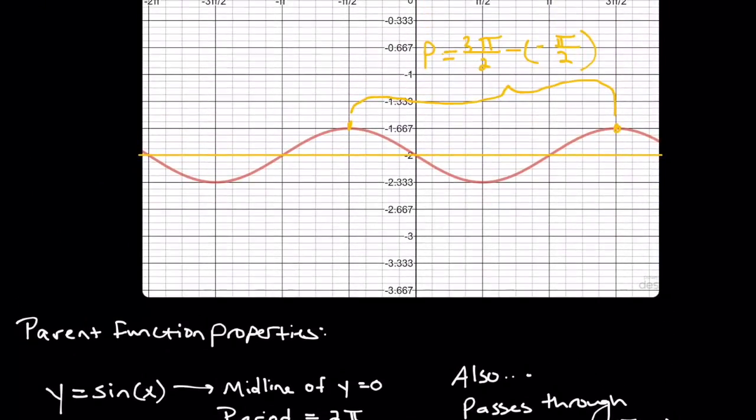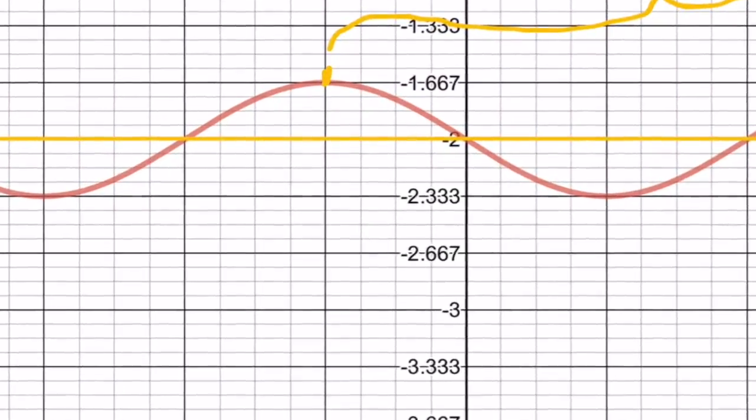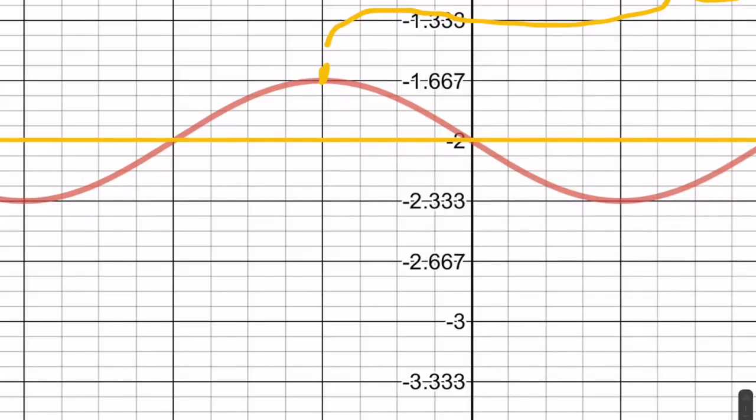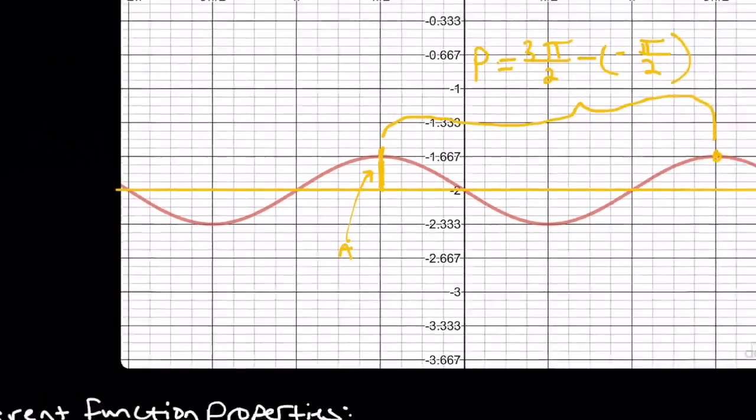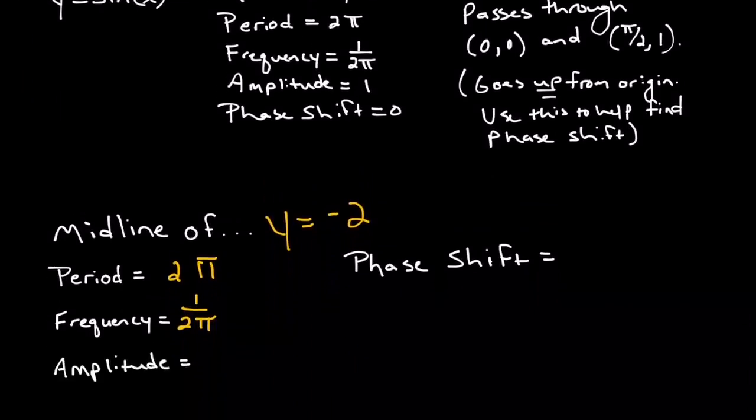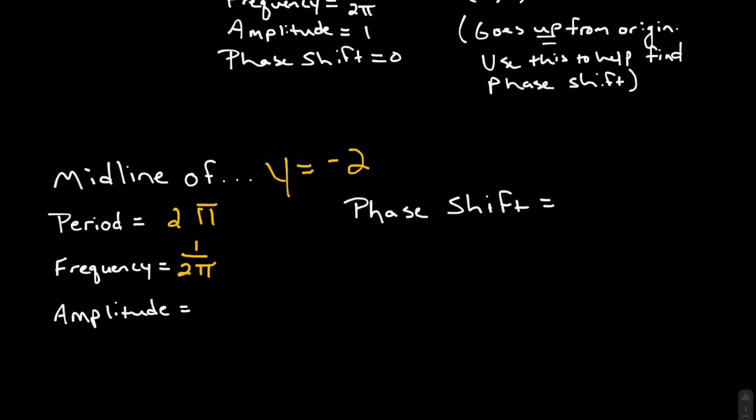Amplitude is defined as the distance from the midline to one of the peaks. If we look very closely at our graph, we'll see that the midline is at -2 and our peak is at -1 2/3. This distance right here is our amplitude, and the distance, of course, from -2 to -1 2/3 is equal to 1/3. That is our amplitude.